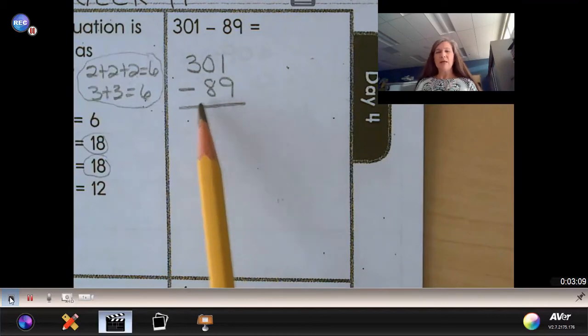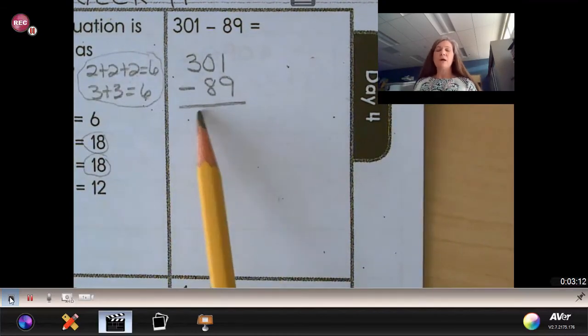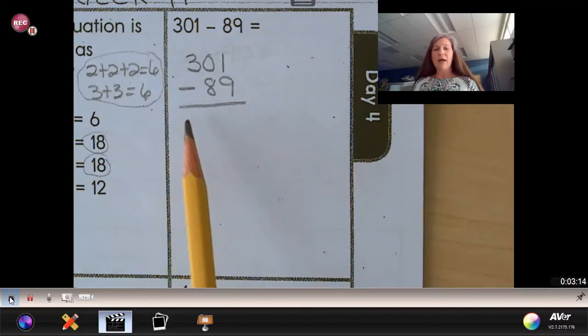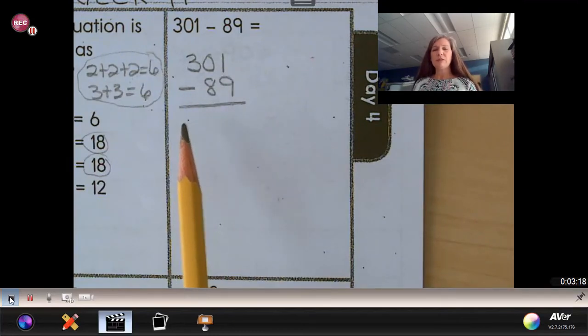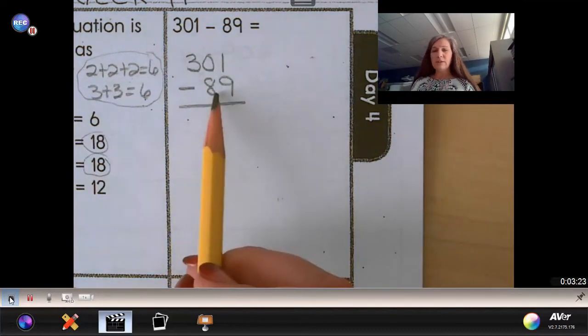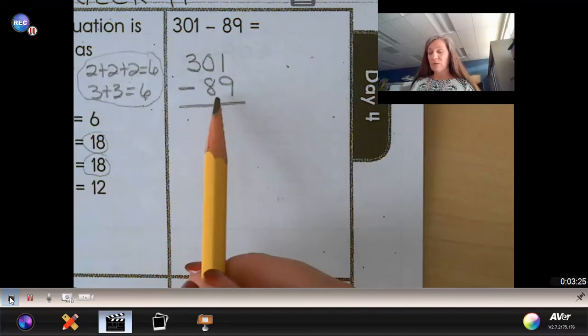So I'm using my estimating based on what they call a compatible number. If you remember when we talked about compatible numbers, just numbers that are easy and friendly to add or subtract in our head. So this is going to be somewhere around 201.